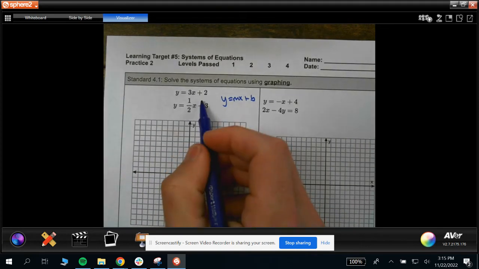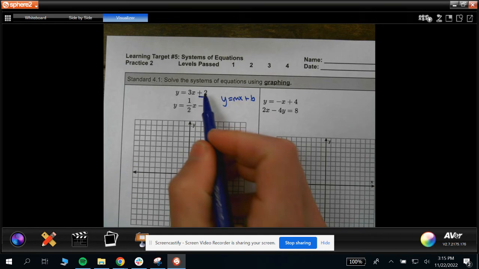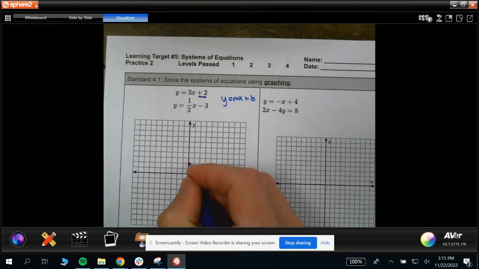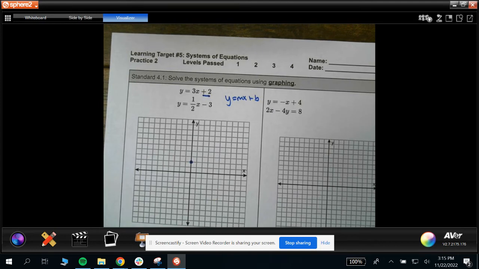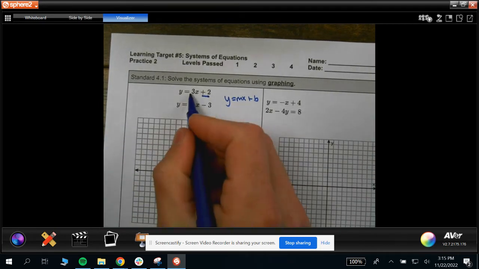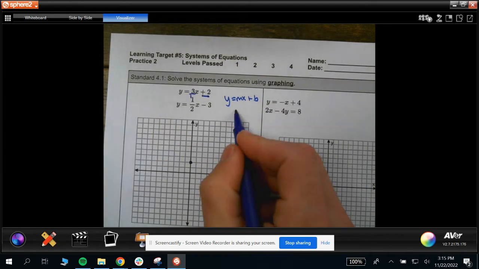Look at the first one. Where do we start? Our y-intercept for the first one is at plus 2. I count up from 0, 0, go up 2. Then my slope right there is 3. If my slope there is 3, think of that as like 3 over 1. Remember, slope is delta y over delta x.